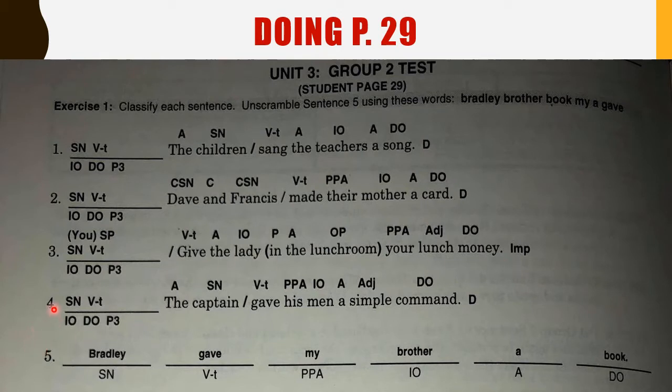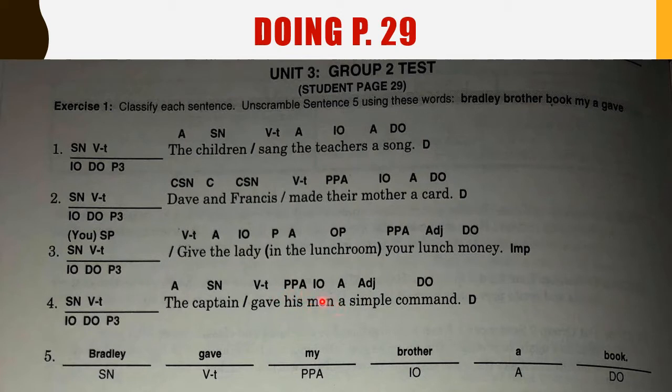Now we have number 4. Again, pattern number 3. A, which is article adjective. Captain is the subject noun. Gave is the action of the sentence, so it is the verb transitive. Where do you put the slash between the subject and the verb? The subject and the verb. Please keep this in your mind all the time. His is PPA, possessive pronoun.